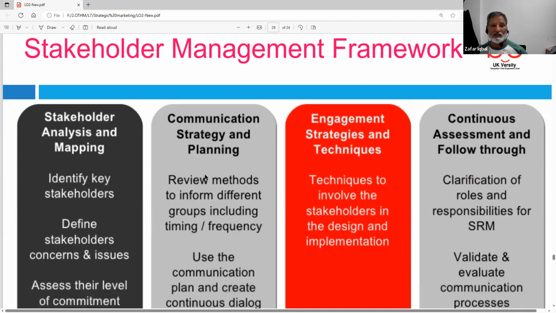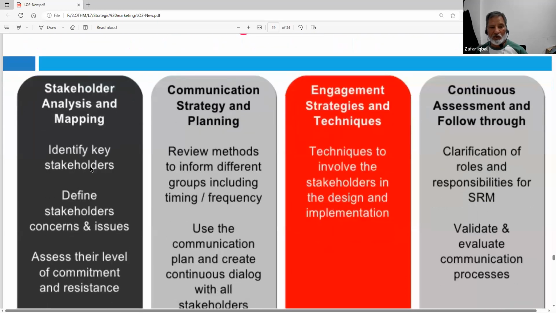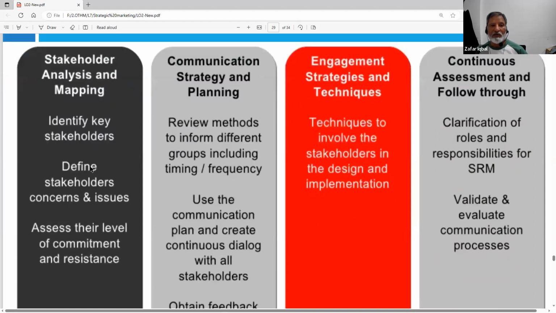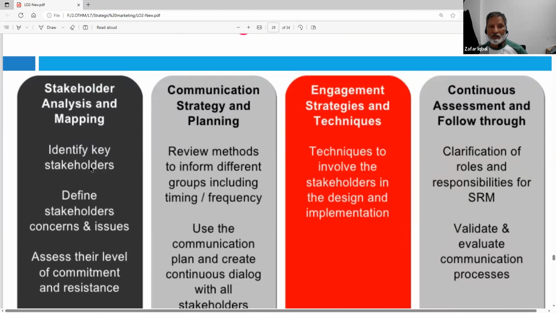Like we can use stakeholder analysis and mapping and determine the key stakeholders, define their concerns, define their issues, look at their commitments and assess their resistance, and look at them from our viewpoint, and we can see to what extent they are powerful or less powerful, and we can do that by analyzing and mapping. Okay, we can communicate that kind of strategy.